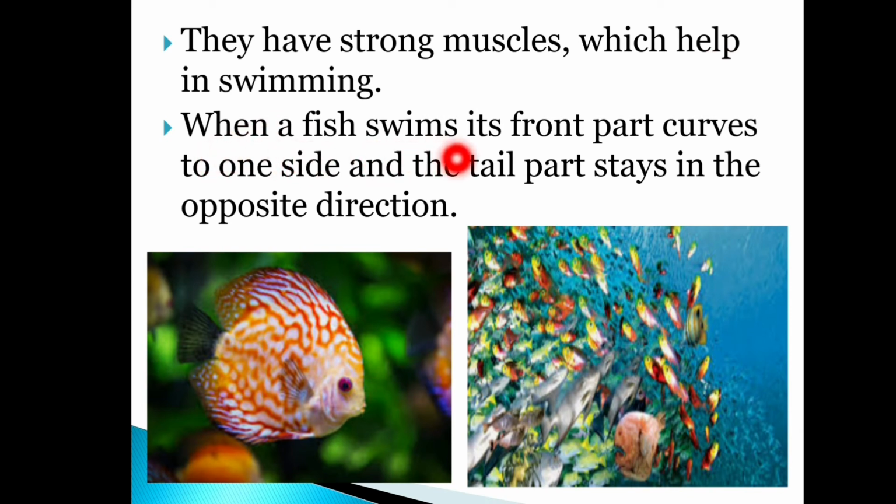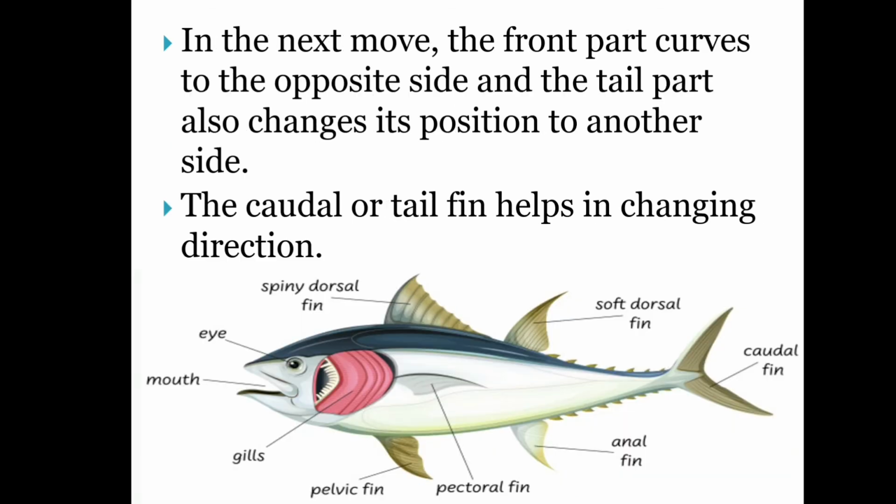When a fish swims, its front part curves to one side and the tail part stays in the opposite direction. So fishes have strong muscles so that they can swim very easily. In the next move, the front part curves to the opposite side and the tail part also changes its position to another side.